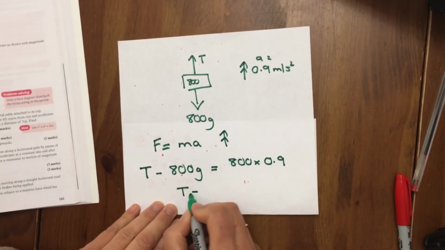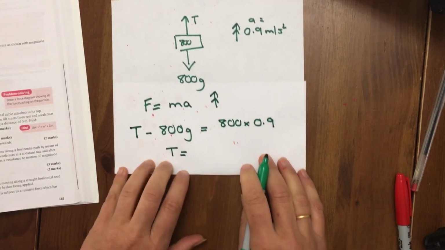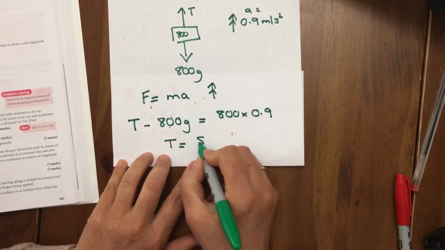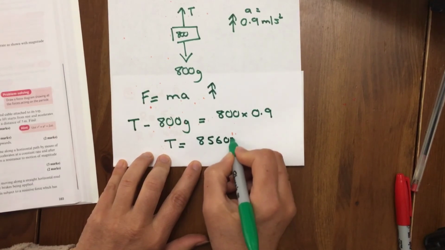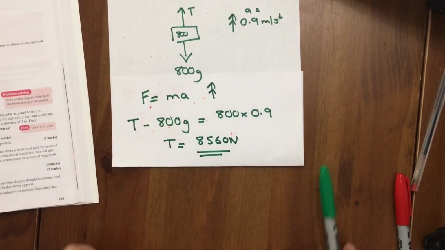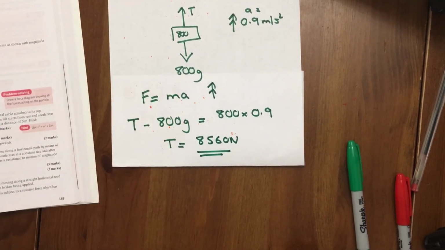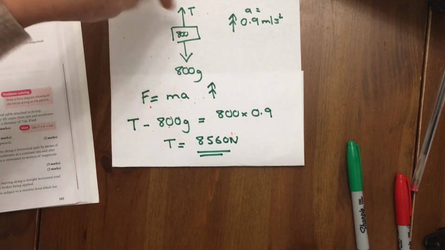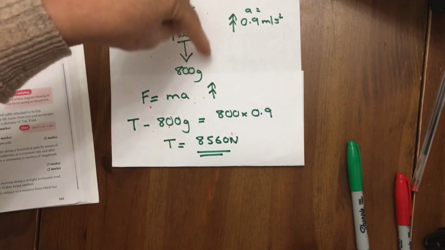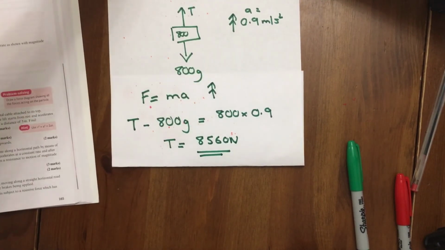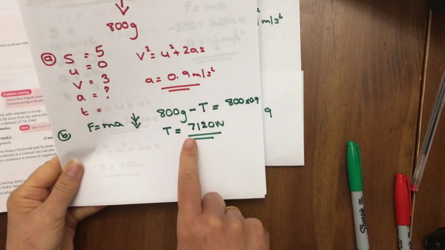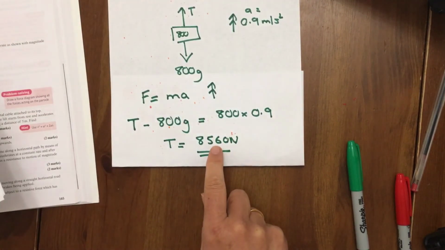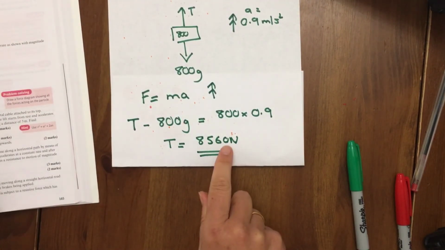So now if I work out my tension, I will get 8,560 newtons. So if we're going upwards, we have more tension pulling it up, because we have to think about the weight of more of the weight of the lift going up than if it was going down, because the weight is helping it go down. Because the tension when going down was much less than the tension in the lift going up.